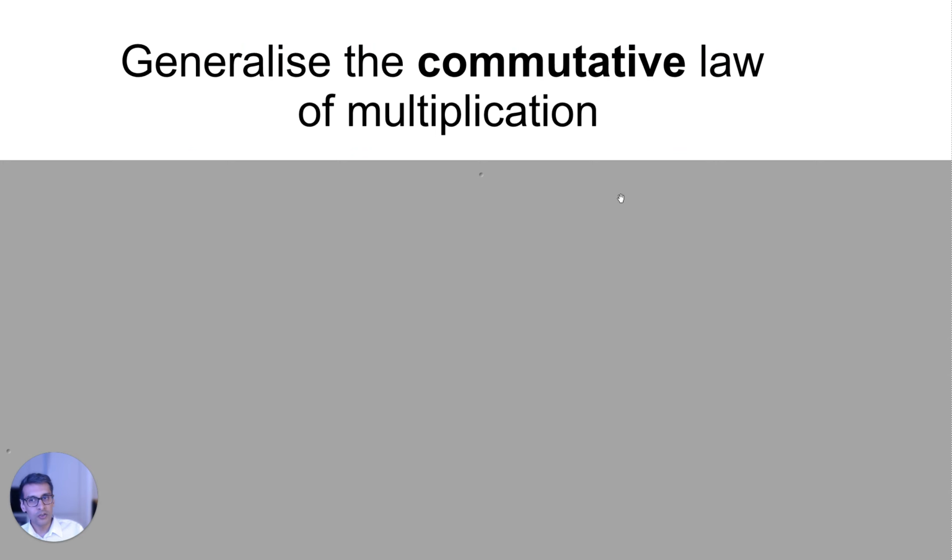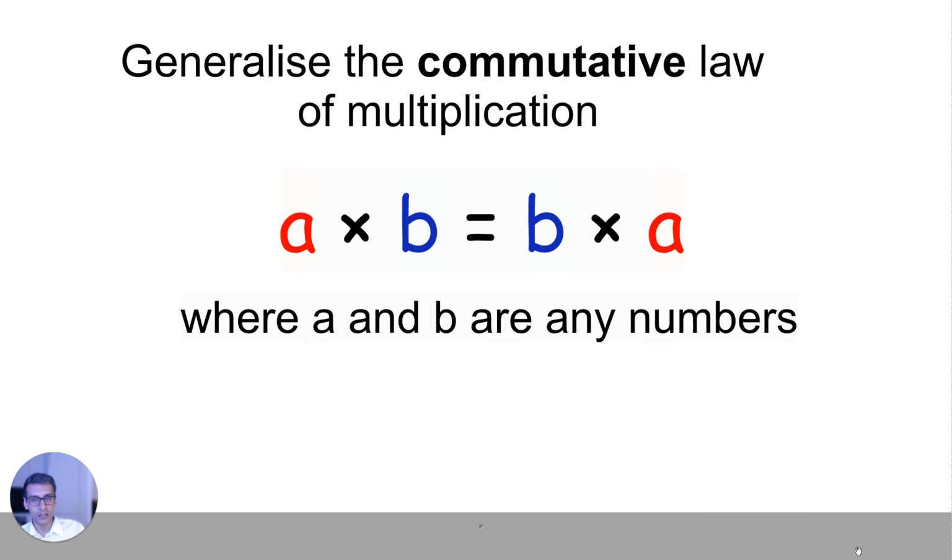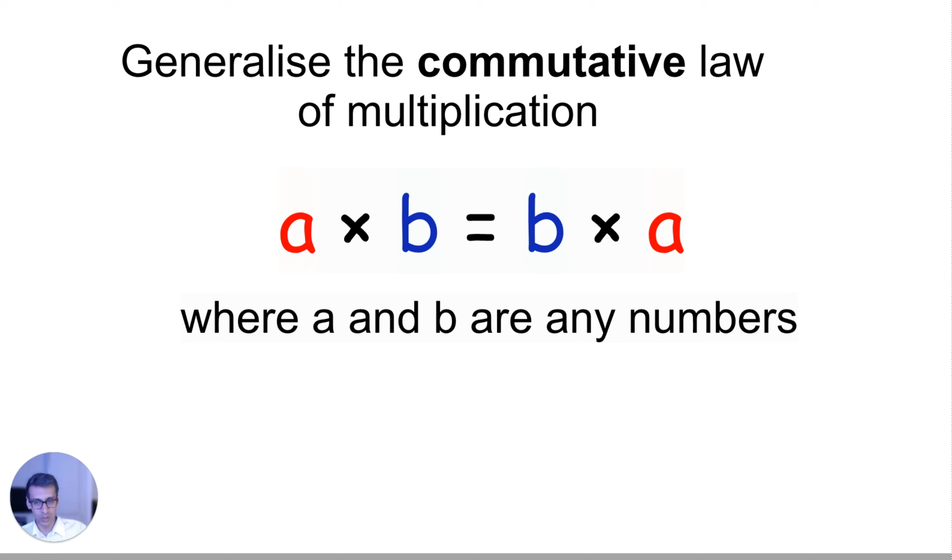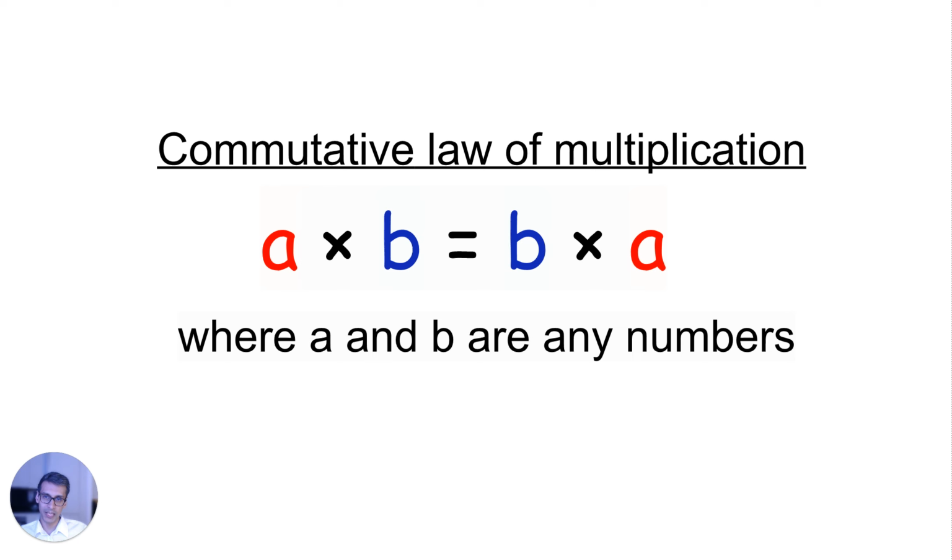So this is a generalization of the commutative law of multiplication. Sometimes we can just shorthand and just say the commutative law, but in this case we're being specific because we're looking at multiplication. Okay, so copy this into your books or your sheets if you don't have it already. We're going to look at some examples.